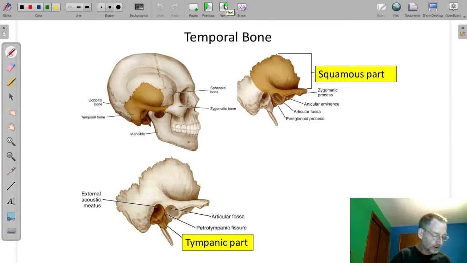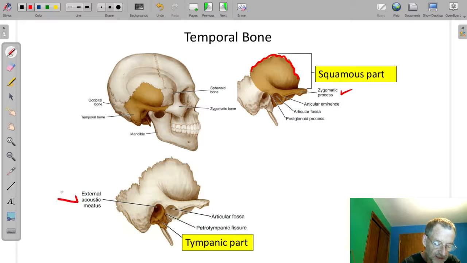Moving on to the temporal bone. These figures are out of your text again, showing different parts. The temporal bone is all shaded dark. There's the squamous portion, and you remember the name of the suture, for example. Here is the zygomatic process of the temporal bone. And then there's the tympanic portion. I don't spend a lot of time talking about the tympanic part of the temporal bone.